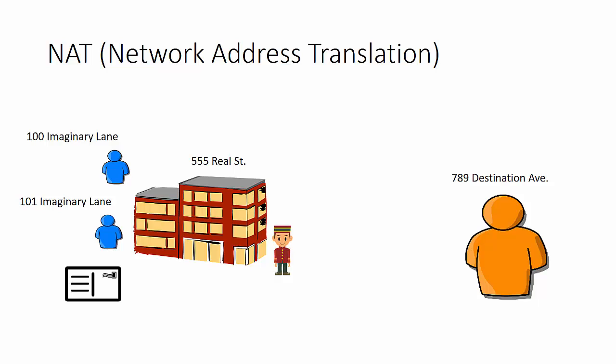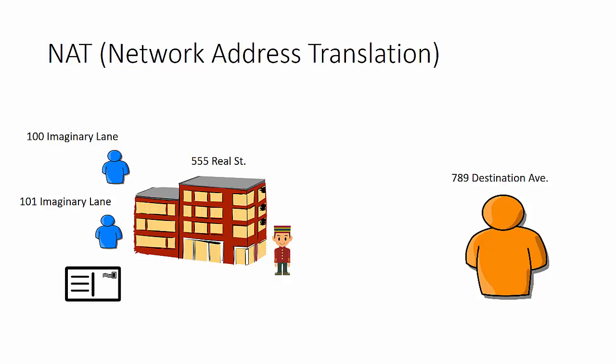But there's a whole bunch of people who live inside the apartment building, and they don't even know they're at 555 Real Street. They all think they live at Imaginary Lane. So one person might think they live at 100 Imaginary Lane, and someone else might live at 101 Imaginary Lane. So you may think you live at 101 Imaginary Lane, and you want to send a postcard to your friend who lives at Destination Avenue. So you fill out your postcard, Dear Bob at 789 Destination Avenue, and your return address you put as 101 Imaginary Lane.